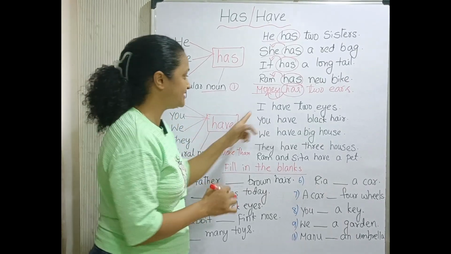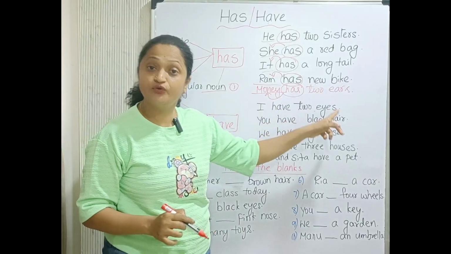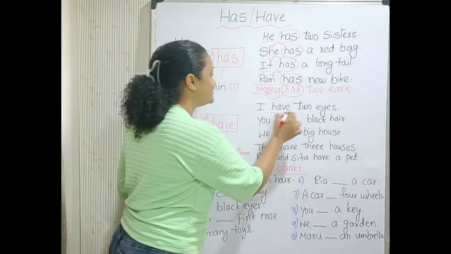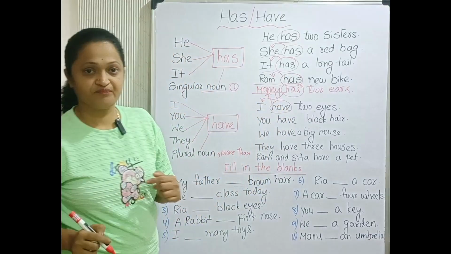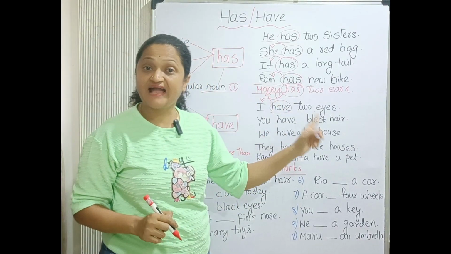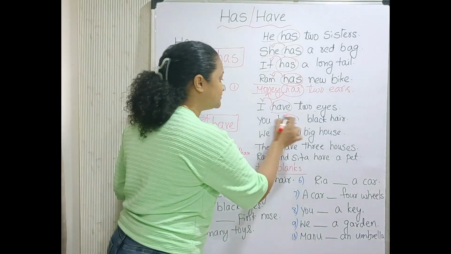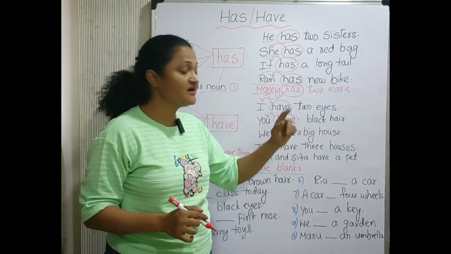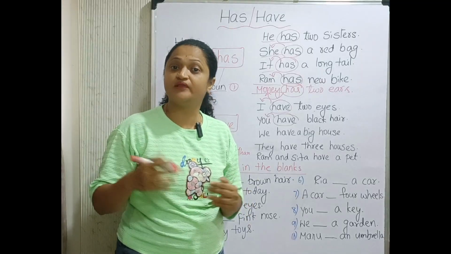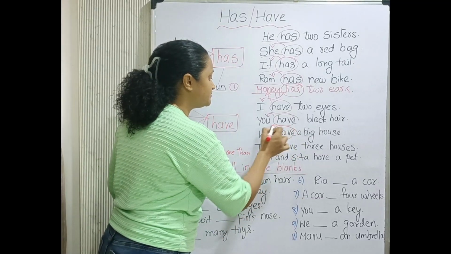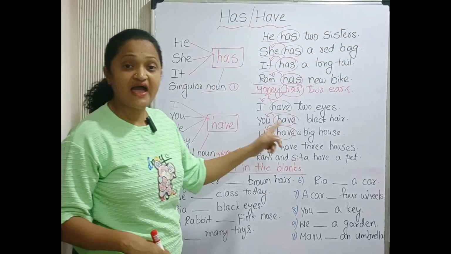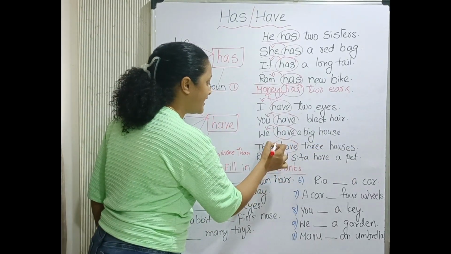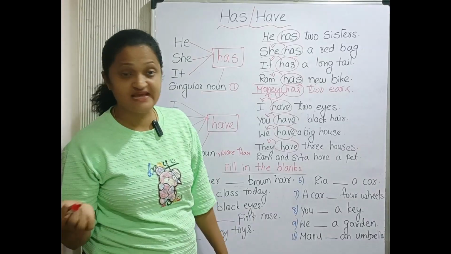Now let's see some examples. I have two eyes. Have is used with I. You have black hair. Have is used with you. We have a big house. We means more than one. So have is used with we. They have three houses. They means more than one and have is used with they.